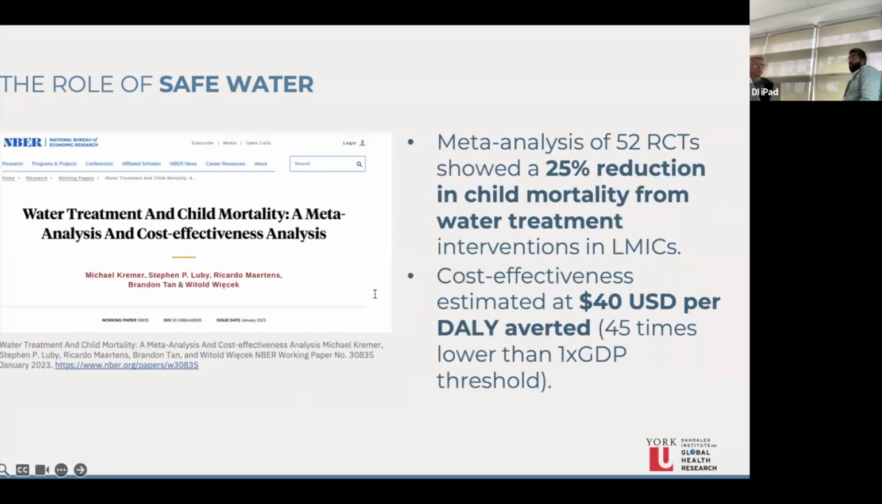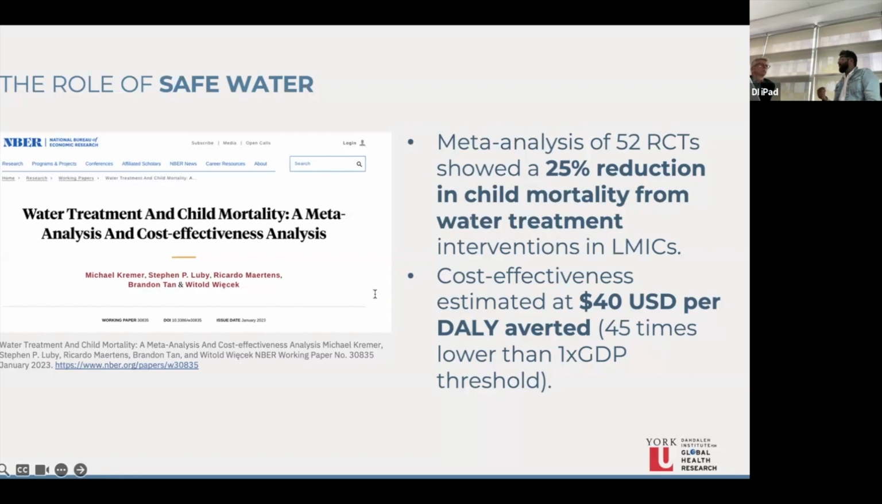So we can see that water remains a big gap, and how much impact could it have to address? Last year, Michael Kremer, who's an economist at the University of Chicago and the National Bureau of Economic Research, and colleagues did a really interesting meta-analysis of a bunch of RCTs, randomized controlled trials, looking at what effect water treatment interventions have on child mortality across low-income countries. What they found across those studies was that you could expect a 25% reduction in all-cause child mortality through water treatment interventions.